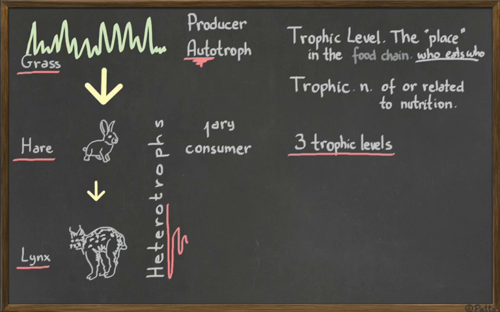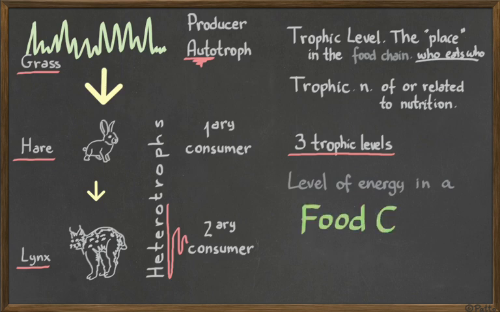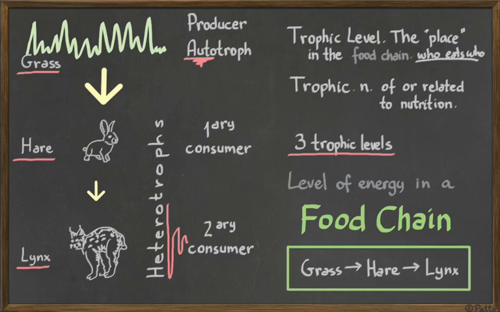Herbivores are usually primary consumers. And we have there a predator that eats the primary consumer, so it's going to be a secondary consumer. So this is nomenclature that we're going to be using in a food chain. So when we name these levels of energy in the food chain, then we have there a food chain. That's it. Grass gives energy to hare, that gives energy to the lynx.